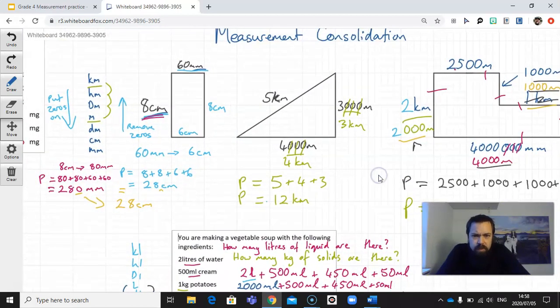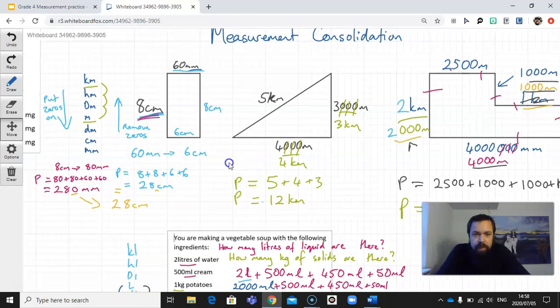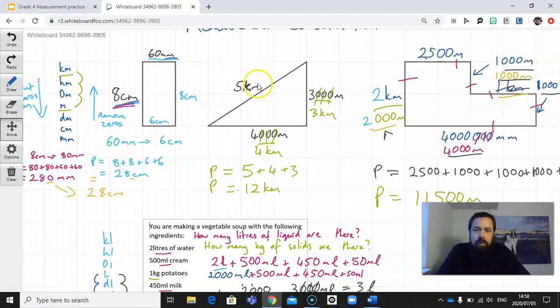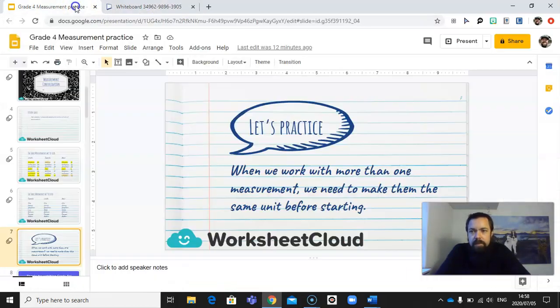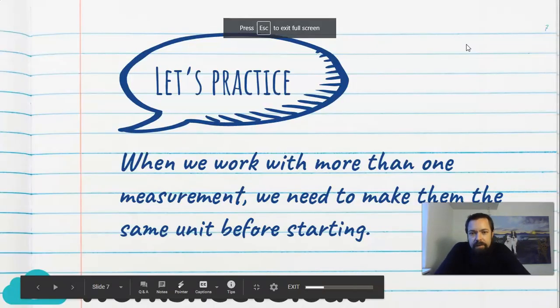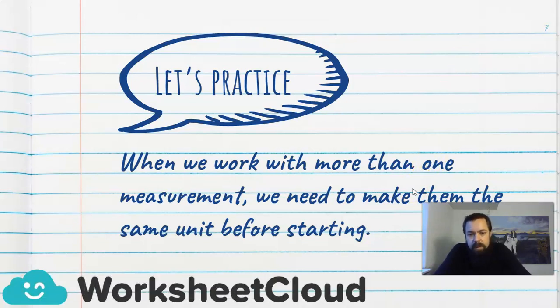So the converting is pretty straightforward. You learn that when you go from the big unit to the small unit, you put zeros on. When you go from small to big, you take away the zeros, remove the zeros. So that's quite a straightforward thing if you remember your mnemonics. And once that's in place, you just need to make sure that you remember that before you add to find the perimeter or something like that, you must make sure all your units are the same. Other than that, it's fairly straightforward. Grade fours, that's all the time that we have today. This is the key thing, just to remember to make the same unit before starting.